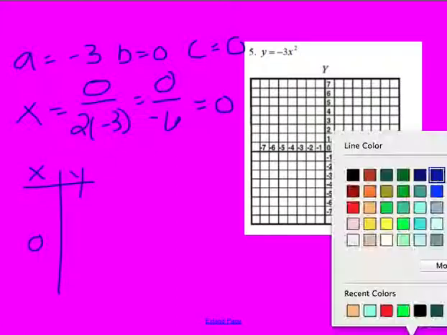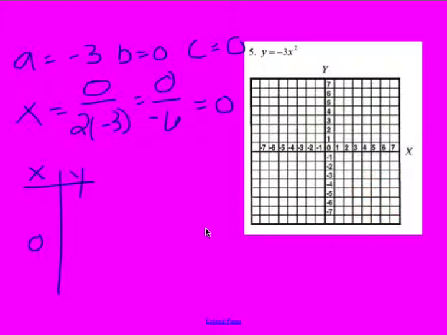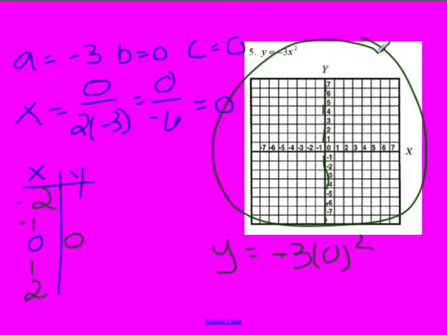Now let me get the y-coordinate. So all I'm going to do is plug in 0 for x. That's going to give me 0. So my vertex is actually at the origin, 0, 0. So through that vertex, I have that axis of symmetry. Well, we need to go up this way and down this way. So what I want you to do is finish filling out this chart and then go ahead and graph the parabola. If you're stuck on it, bring it up front and let's do it together.